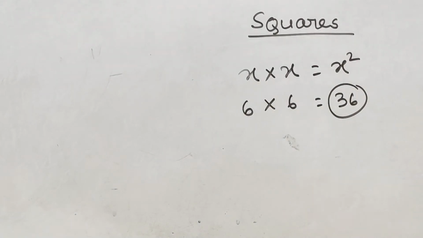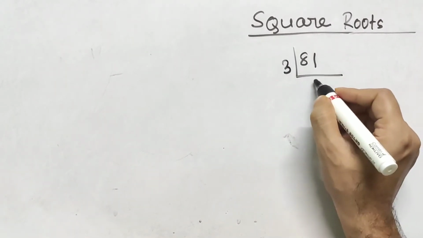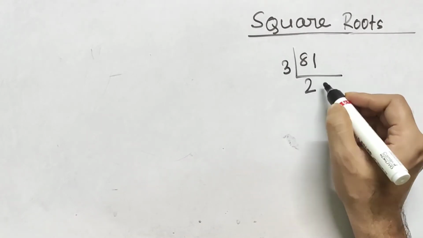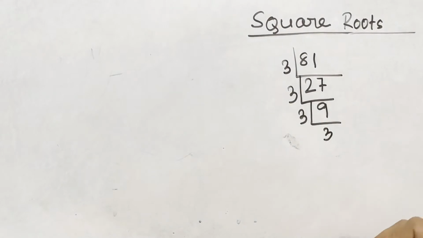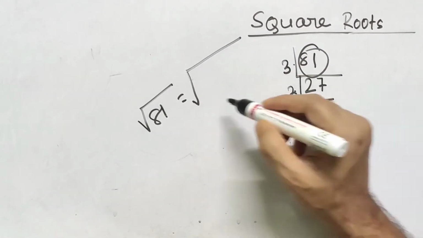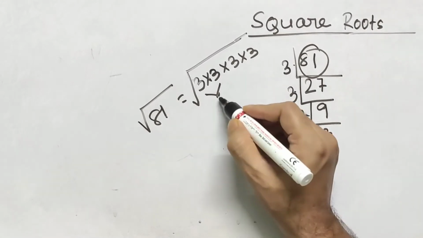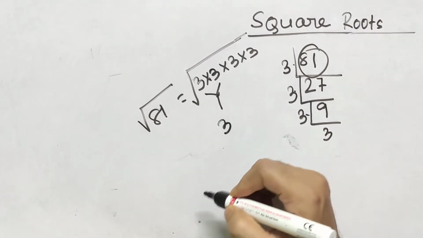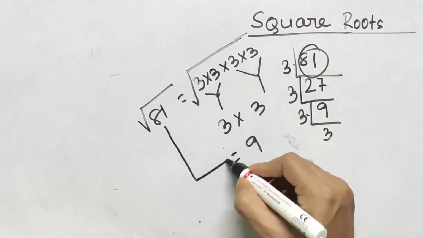Now let's talk about square roots. Suppose we have 81 and we want to find its square root. Let's do the prime factorization. 3 9s are 27, 3 3s are 9. Now to find the square root of 81, we have square root of 3 into 3 into 3 into 3. For a pair, we take one digit, 3 into 3, so 9. So the square root of 81 is 9.